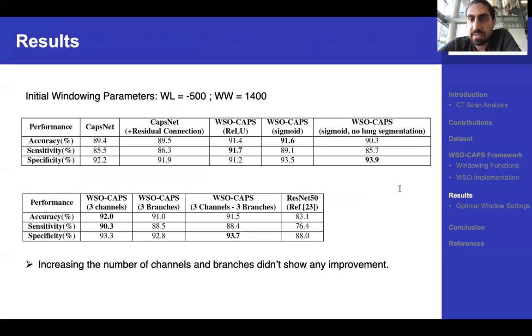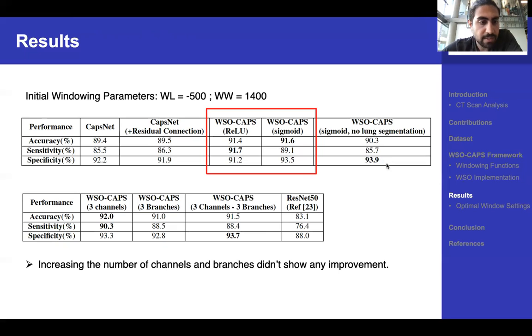In the experiments, we set the initial values of the windowing parameters to -500 and 1400, which are standard values for lung CT scans. In these tables, we can see the performance of the classifier on the test cases. In the first table, you can see that the WSO-CAPS using sigmoid window function achieves the best accuracy. And we can also see that the results after adding the WSO module are higher than the same capsule network without using this module.